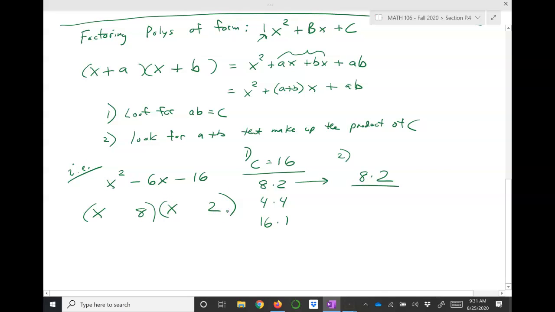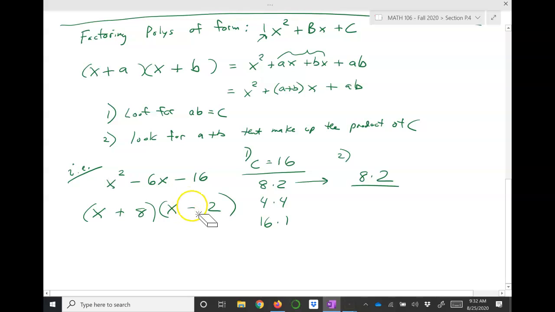Now, if you remember, the inner product and the outer product always will sum together in these examples. So it's 8x and 2x, but we need to get a negative 6x. So what are the signs I need to put in here? This is where you just kind of think about it. Let's see. Let's try that. So if this is plus 8 and this is minus 2.